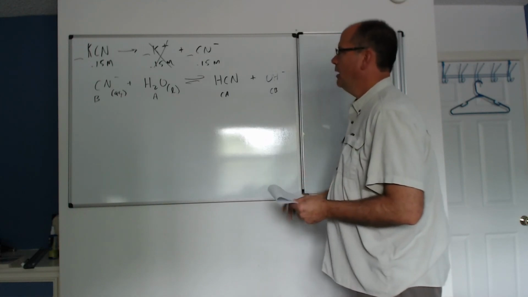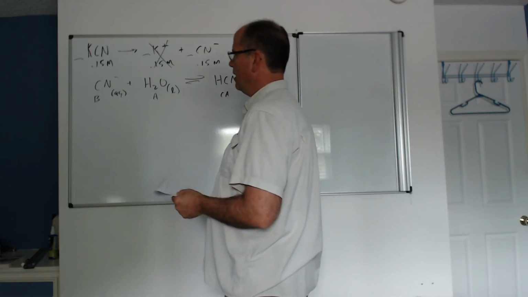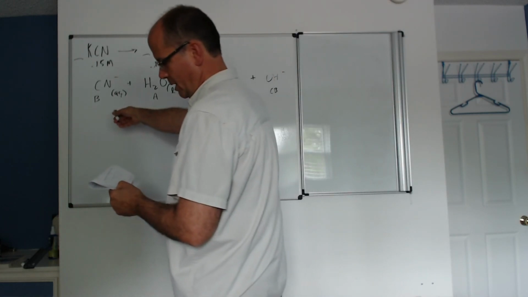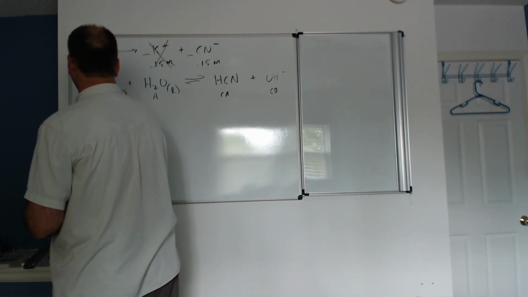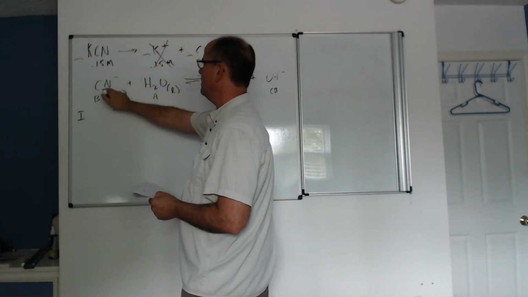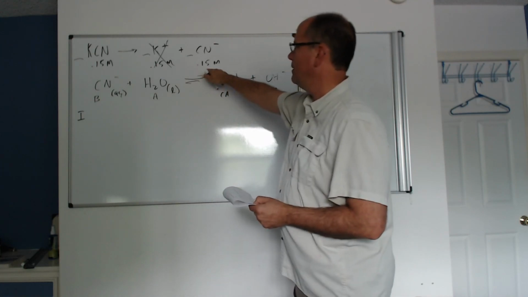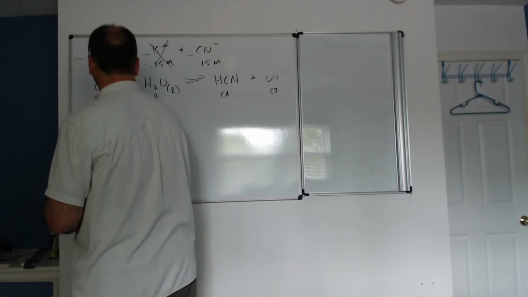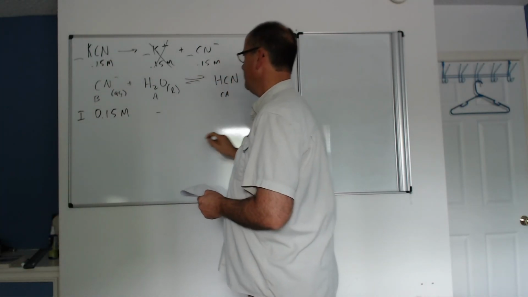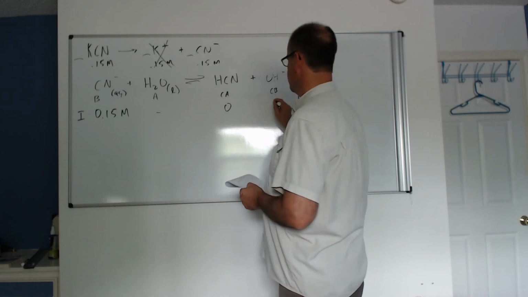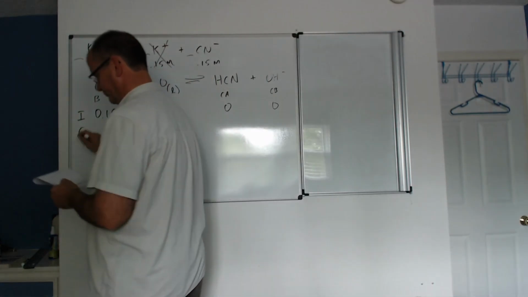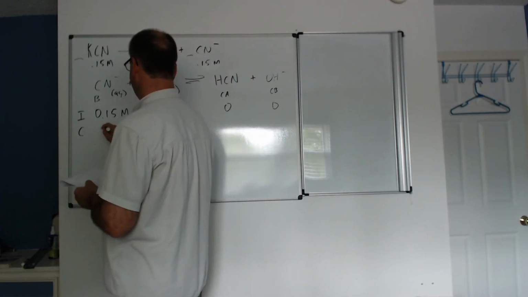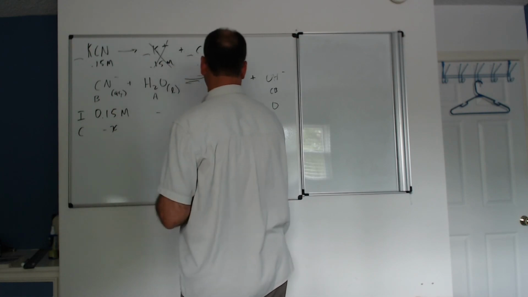Then it's just a matter of an ICE table, but we know that we're starting with 0.15. Our original here, we're starting with 0.15 because it came from up here. So this is 0.15 molar. We don't care what's happening with the water, it's a liquid, so 0, 0. Our change is still going to be minus x, and this is plus x, plus x.